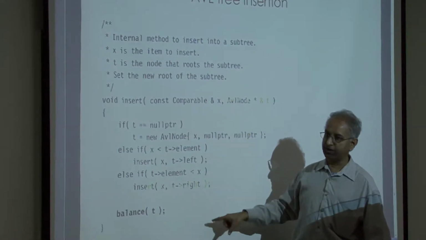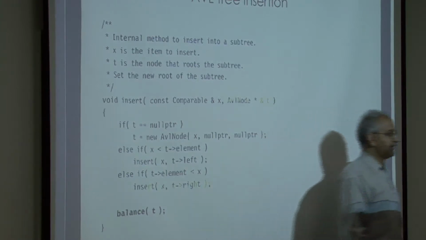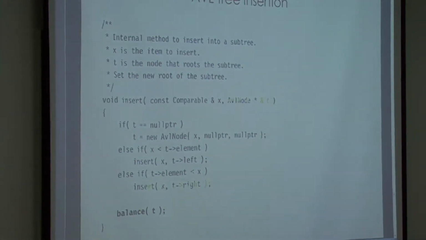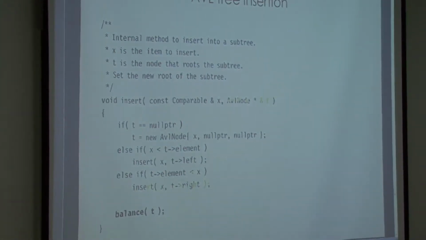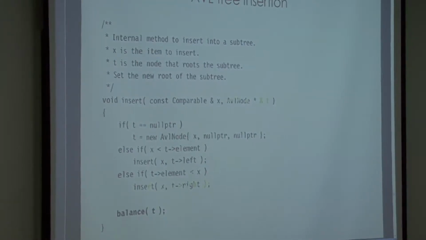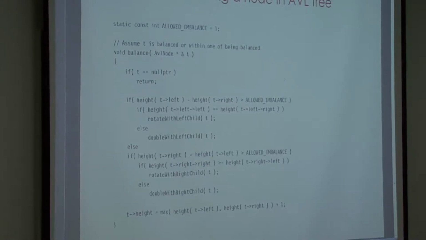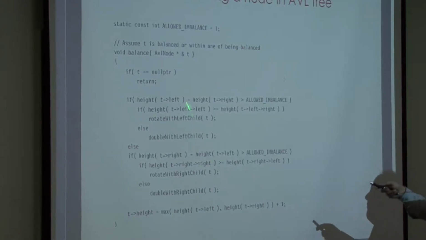From the root to a leaf, right? So it's order h. And then you have the call to the balance function. And now we can look at what happens with the balance. I think that's in the previous slide. Okay. That is the balance function, right?